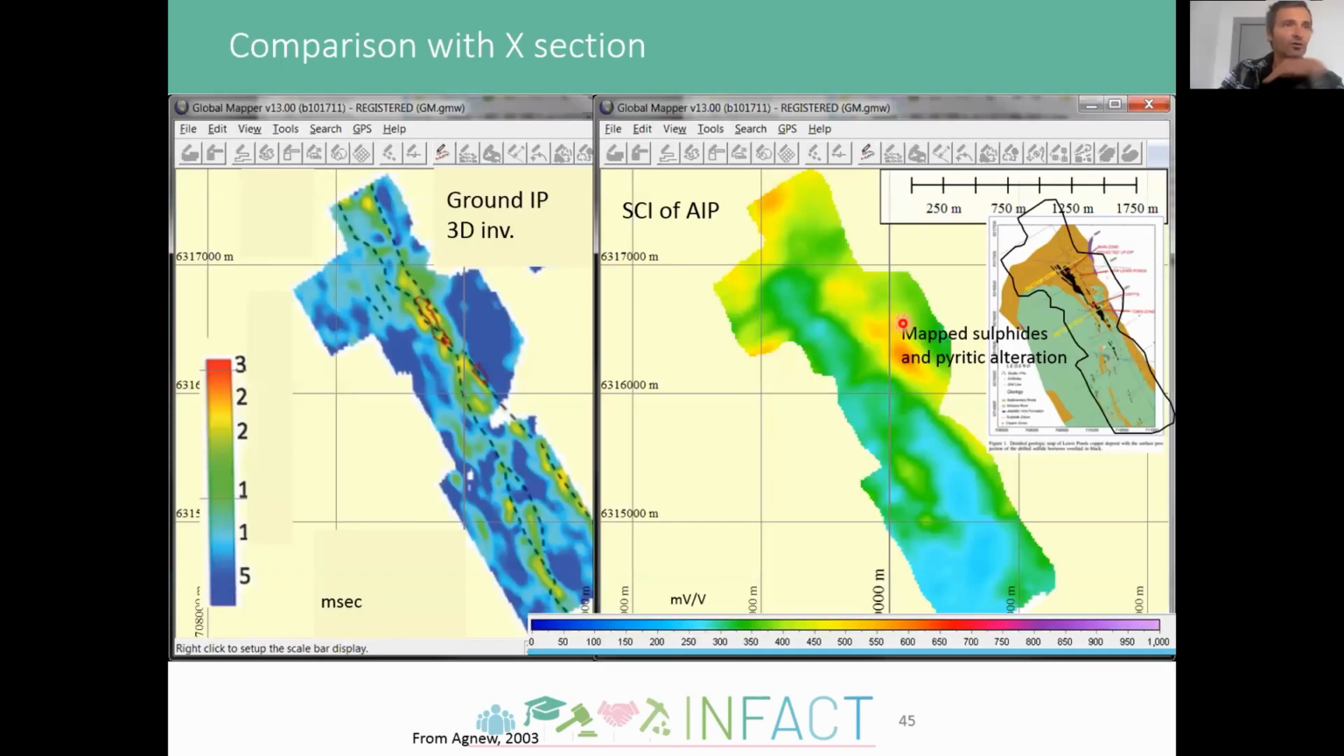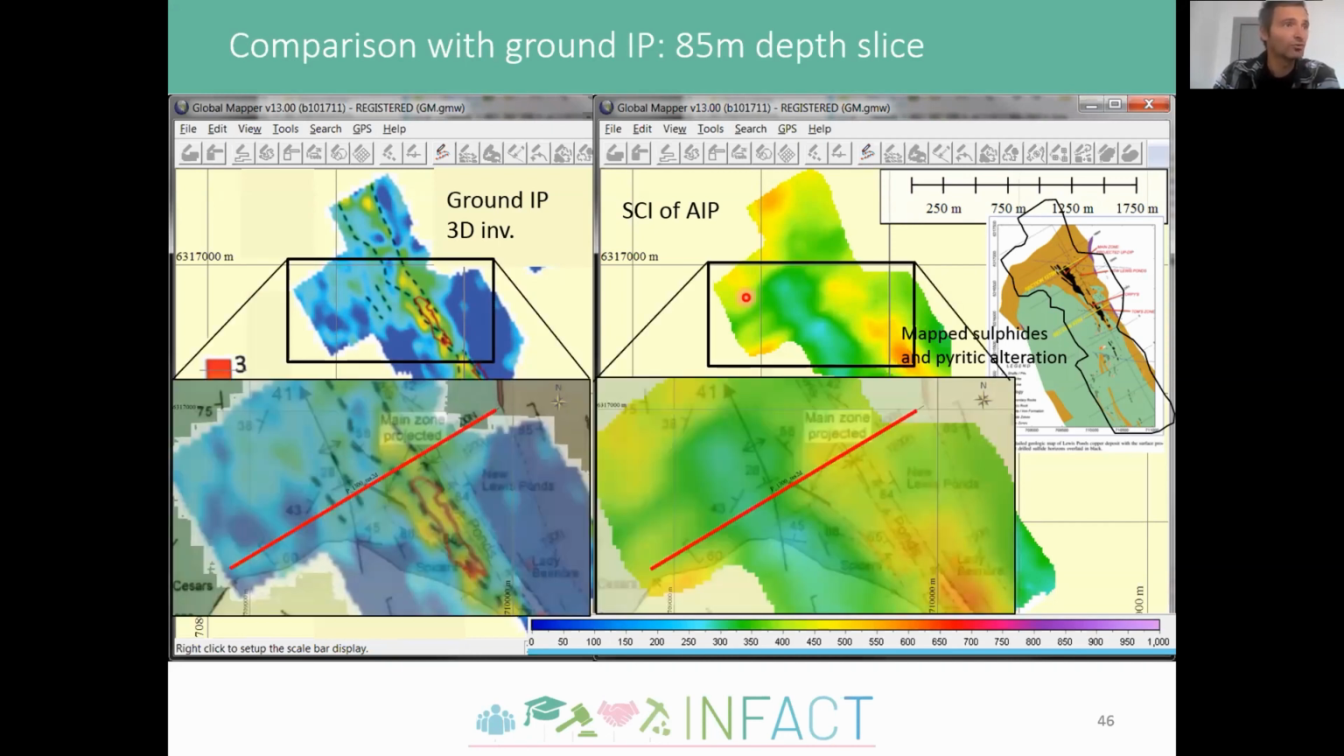Then I'll show you a comparison against a ground-based chargeability model. On the left-hand side, you have the result of 3D inversion of a ground IP dipole-dipole survey at 85 meters, and on the right-hand side you have the airborne-based chargeability model sliced at 85 meters. There are some spatial correlations and there are some differences, as one would expect. If one zooms in and takes a closer look at the area where Lewis Ponds is, you can actually see some spatial correlation across the two different chargeability models.